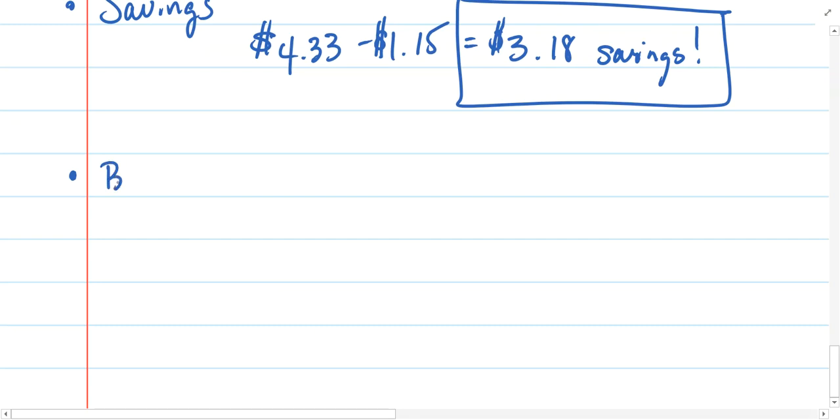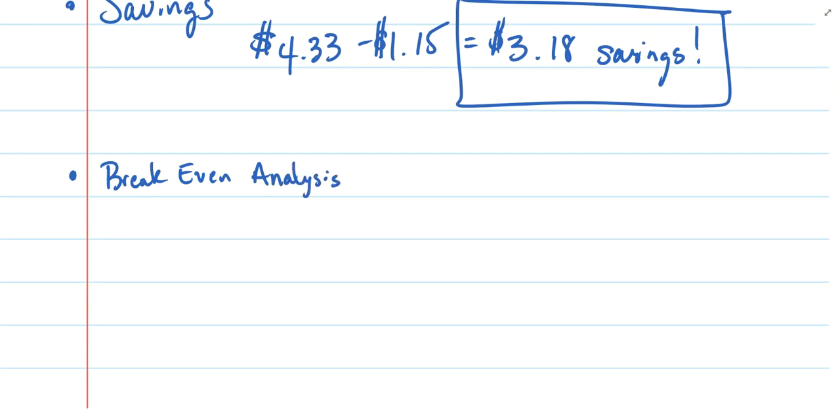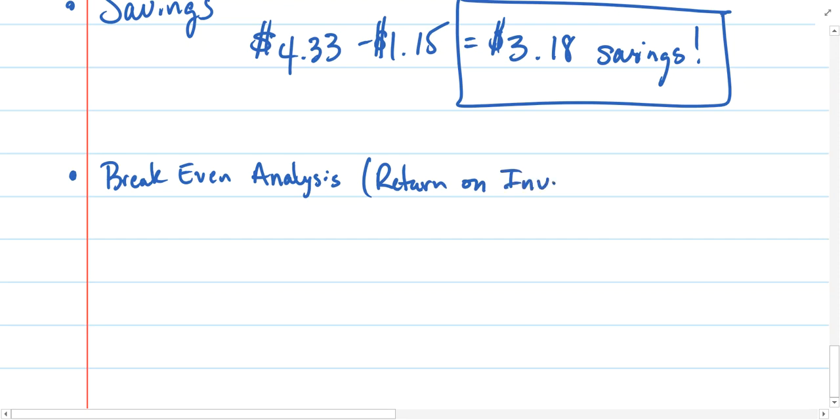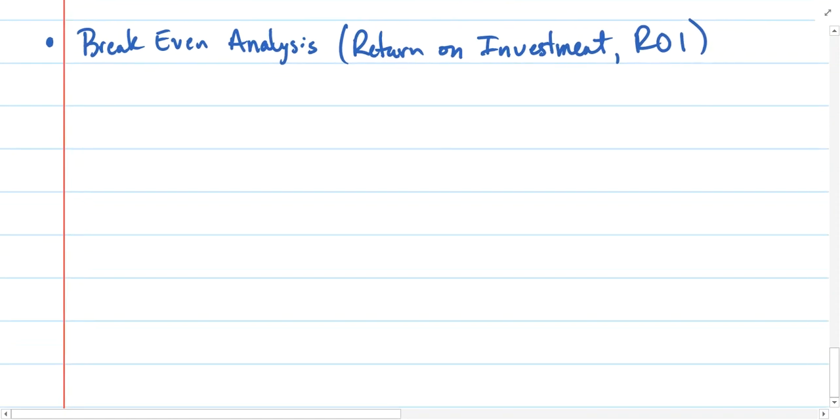So this is sometimes called a break-even analysis. And it's also sometimes called your return on investment, or ROI. So the return on investment: if I invest money into buying this lawnmower, how long is it going to take for that new lawnmower to pay for itself with its savings?